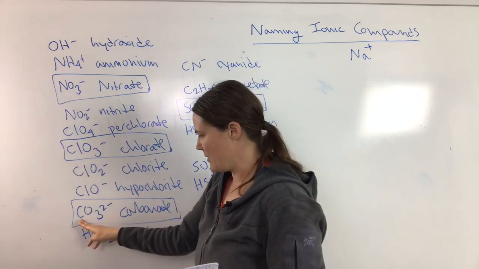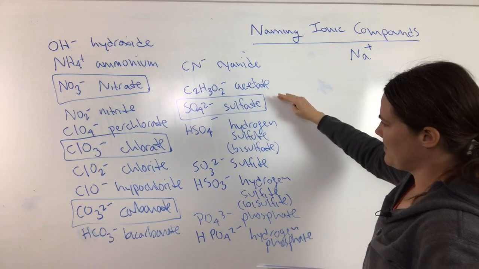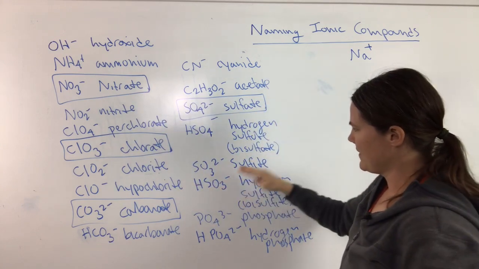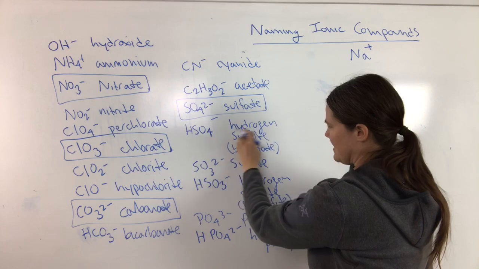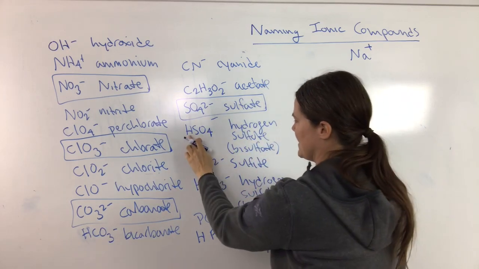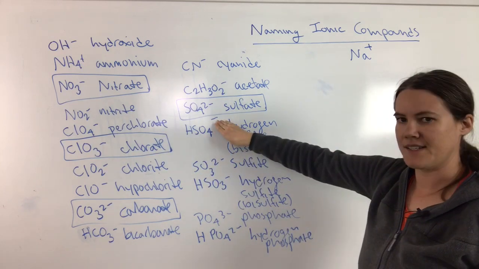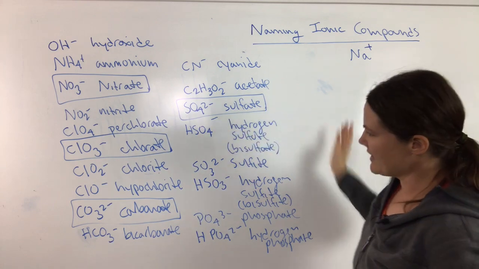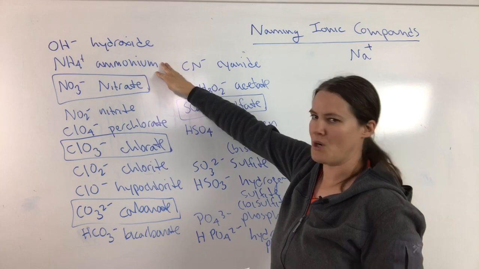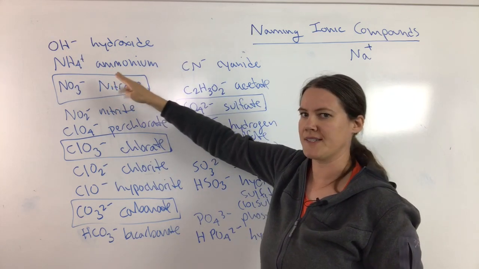Carbonate has carbon, 3 oxygens, and it has a 2- charge. And I've circled the most common ones, but you'll see all of these. So for instance, hydrogen sulfate, which is also called bisulfate, has 1 hydrogen, 1 sulfur, 4 oxygens, and it has a negative charge. One thing to notice with all of these is most of these have a negative charge. The exception is ammonium, which has a nitrogen and 4 hydrogens, and that has a positive charge.